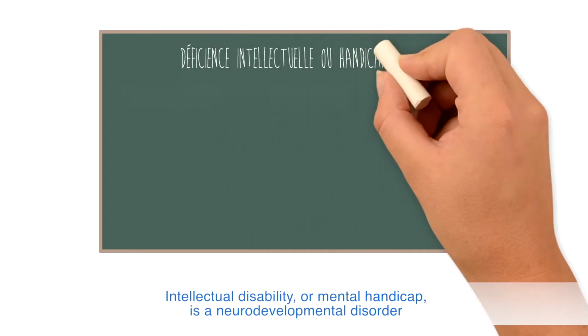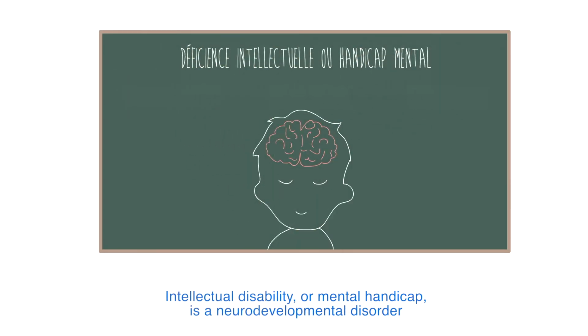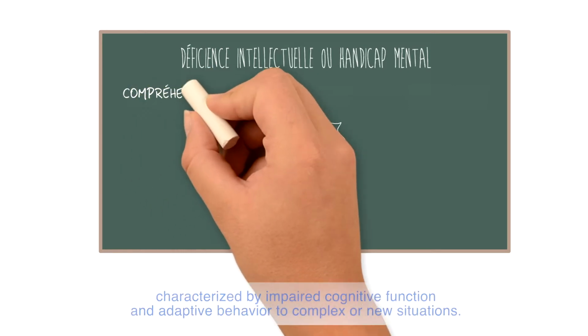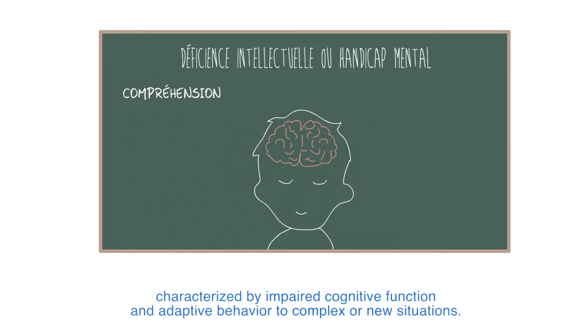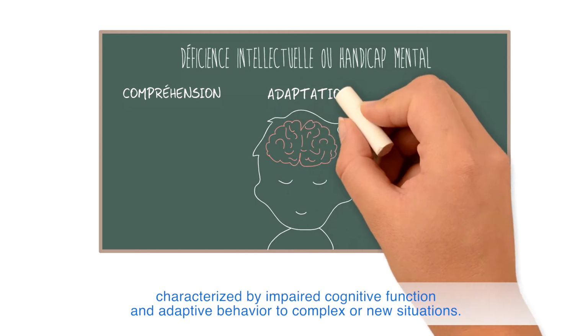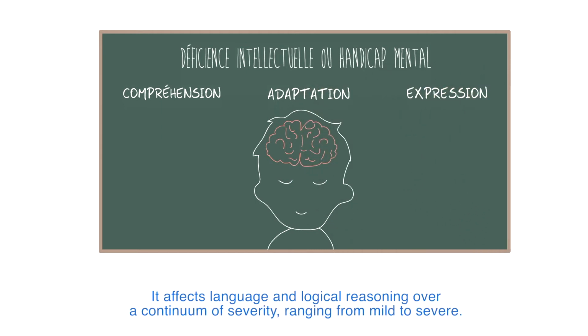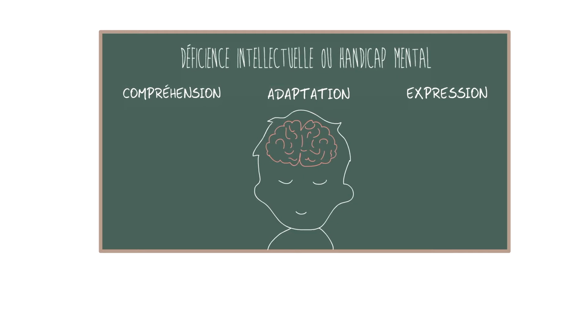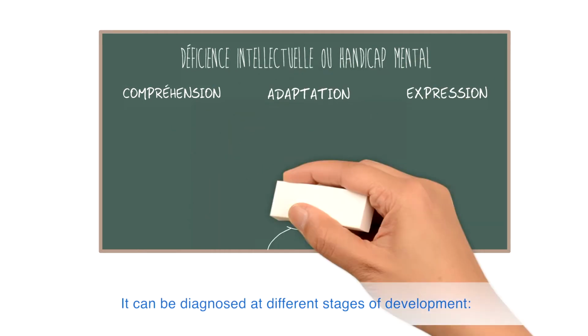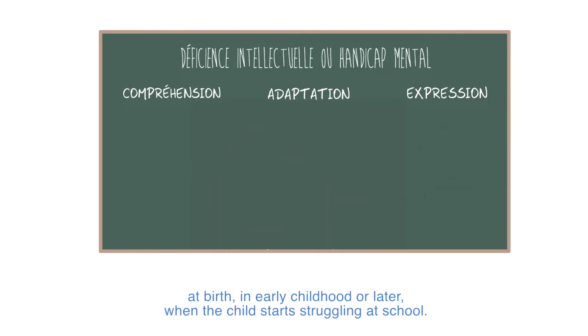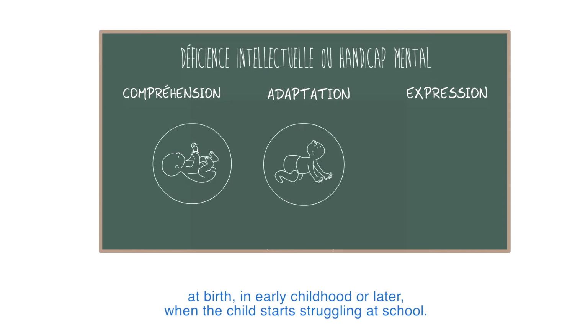Intellectual disability, or mental handicap, is a neurodevelopmental disorder characterized by impaired cognitive function and adaptive behavior to complex or new situations. It affects language and logical reasoning over a continuum of severity, ranging from mild to severe. It can be diagnosed at different stages of development: at birth, in early childhood, or later, when the child starts struggling at school.